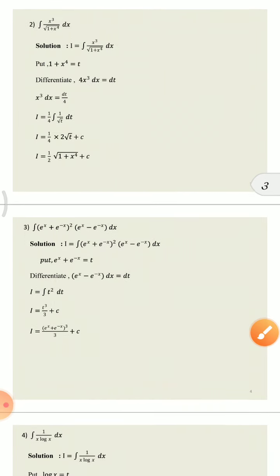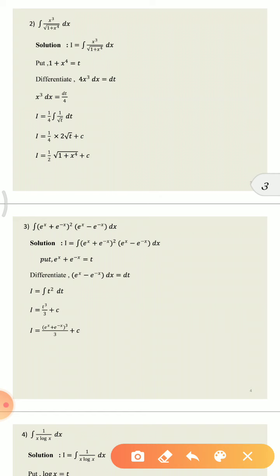Next question, question number 2. Integration of x cube upon under root of 1 plus x raised to 4 dx. Let us see the solution. I is equal to integration of x cube upon under root of 1 plus x raised to 4 dx.